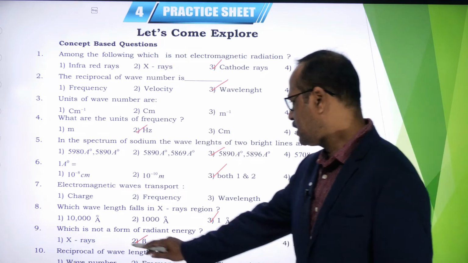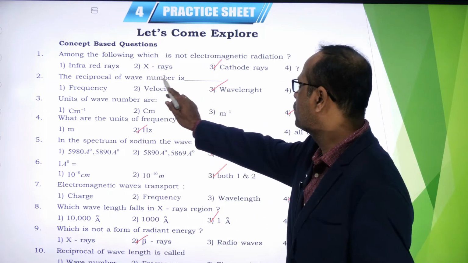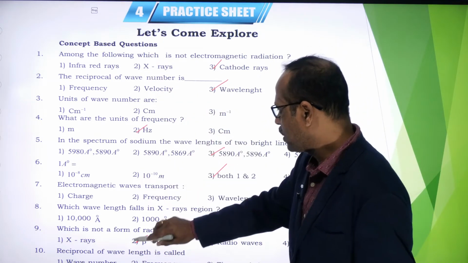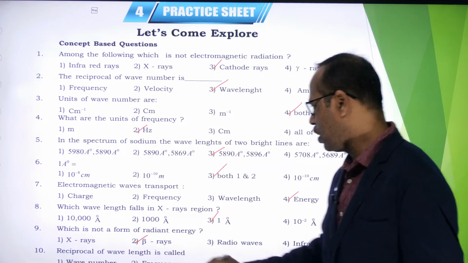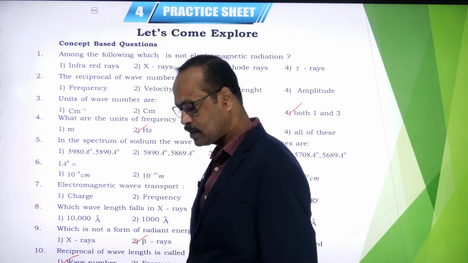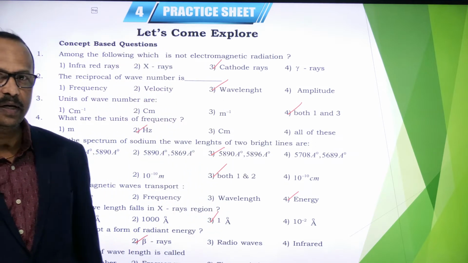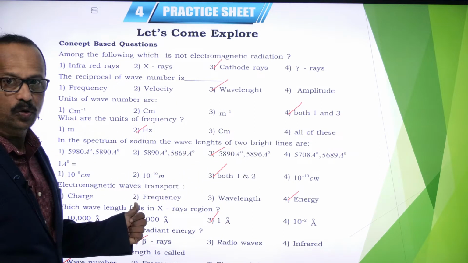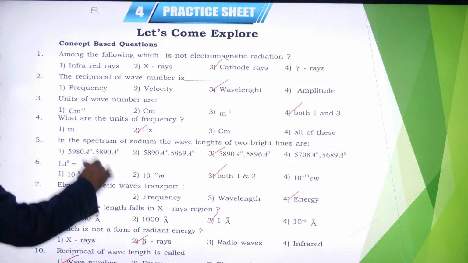Yeah. Next, the reciprocal of the wavelength. The reciprocal of the wave number is wavelength. The reciprocal of the wavelength is nothing but the wave number. So the option is 1. Correct? Understood now? Any doubt till here? No, no? Okay. So let's go to the next one.